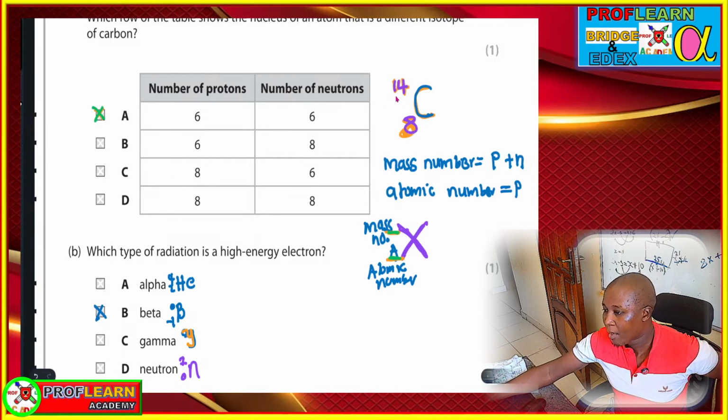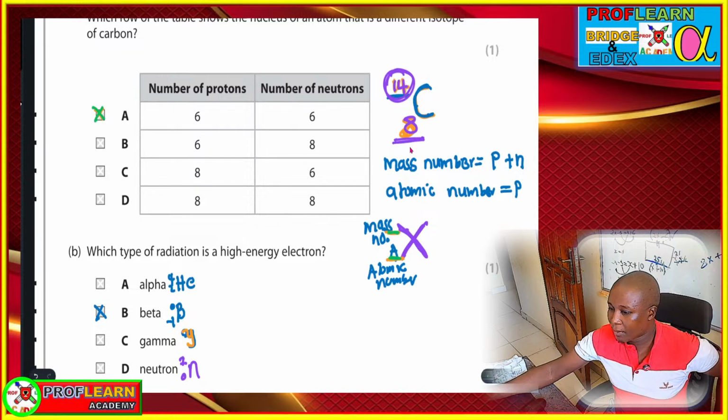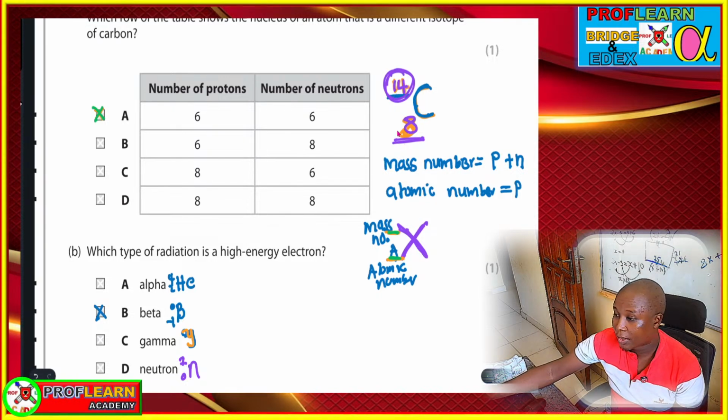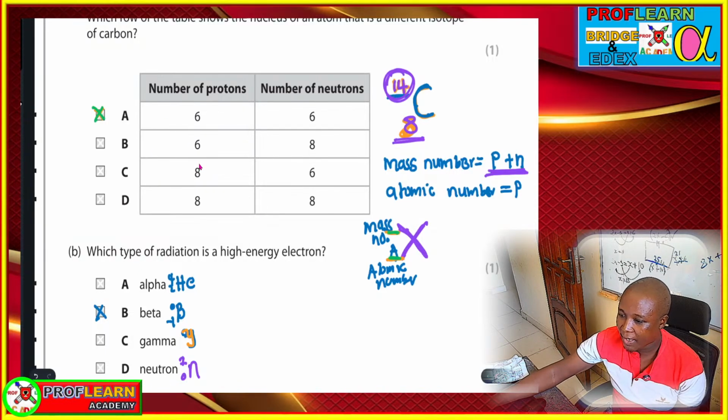So remember that if we have this as a symbol for an element, the top number represents the mass number, and this bottom number represents the atomic number. Atomic number is the number of protons, but mass number is the protons plus neutrons. So in this case, we are able to identify isotopes. Isotopes must have the same number of protons but different mass numbers.